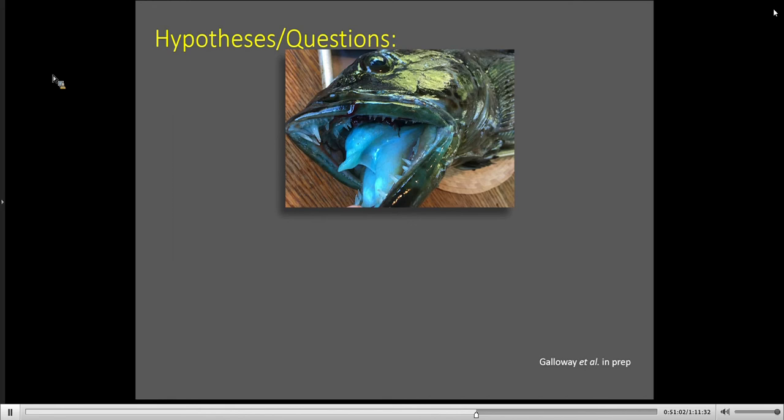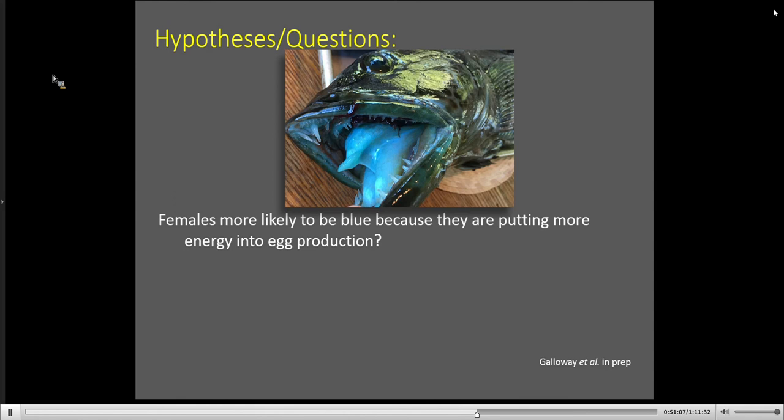So one thing could be that, and I've talked to a couple of fish physiologists, which I'm not, and come up with some ideas, it's possible that females are more likely to be blue because they're putting more energy into egg production, and that there's something about this. This actually came up in a different paper that I read as well. I'll get to that in a second. And whether this is connected to the omega-6 fatty acid content, I don't know.